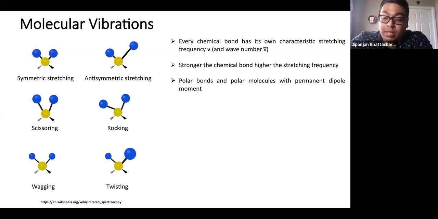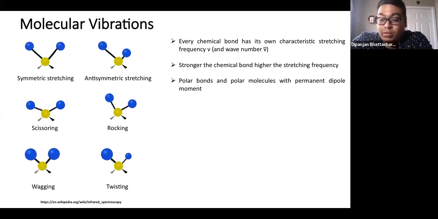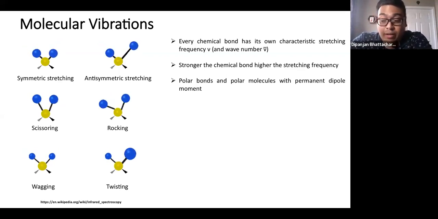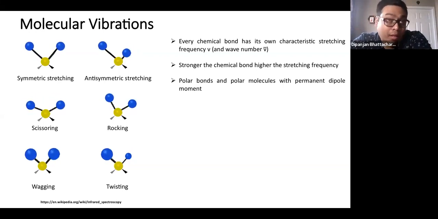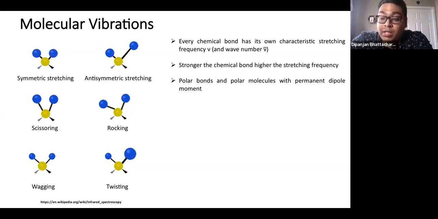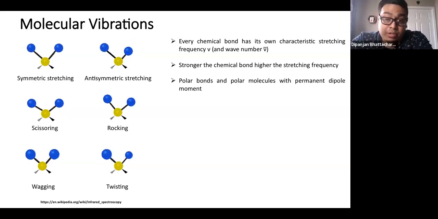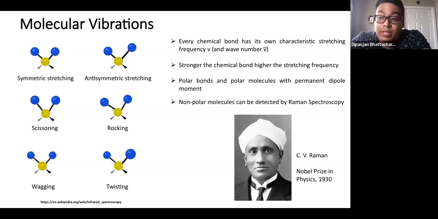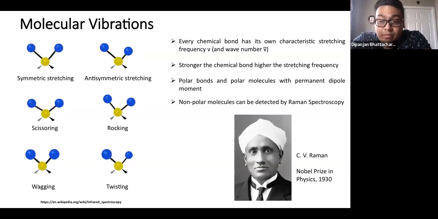Just a side note, since I mentioned that the polar molecules will be sensitive towards IR, what if you get a non-polar molecule like carbon dioxide, for example? You have to do something called Raman spectroscopy. That's the famous work by Indian physicist C.V. Raman, which led him to win the Nobel Prize in 1930 for his work on Raman scattering.